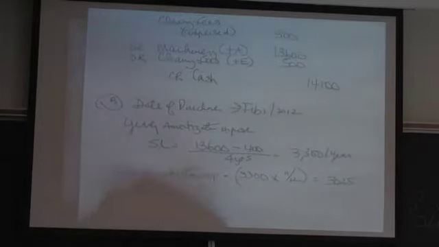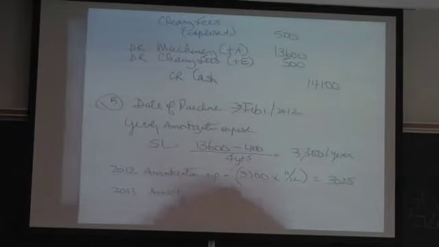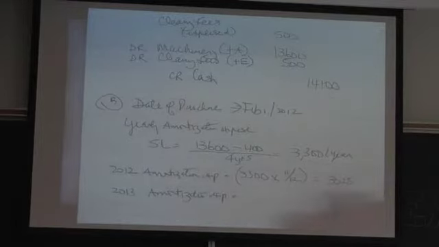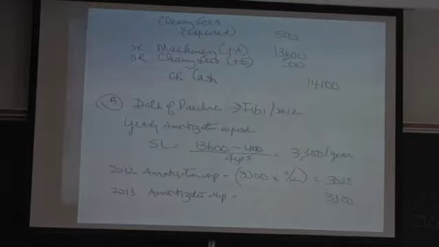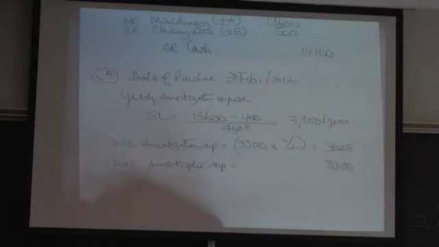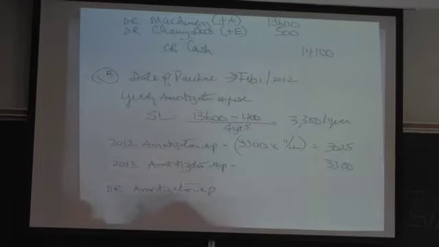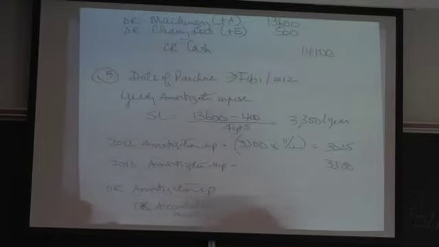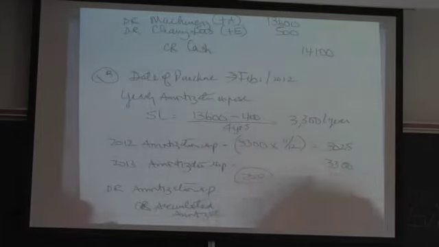For 2013, the amortization expense will be the 3,300. So our journal entry is going to be debit amortization expense, credit accumulated amortization, for 2012 will be 3,025, and for 2013 will be 3,300.